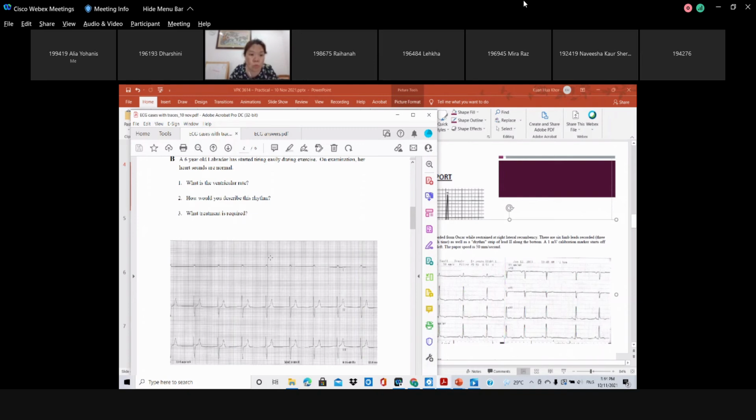Group 2. Hello, Group 2. I didn't give you the paper speed for this one and I asked you to calculate. That's so mean. Okay, but we can still do it. Group 2. If the paper speed is 25 millimeter per second, hello, Group 2.